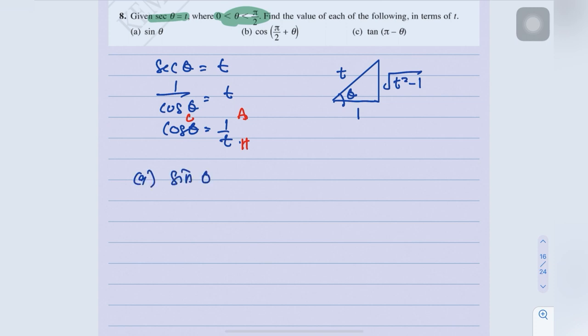Question A, find sine theta. Sine theta is opposite over hypotenuse, which equals the square root of t squared minus 1, over t.